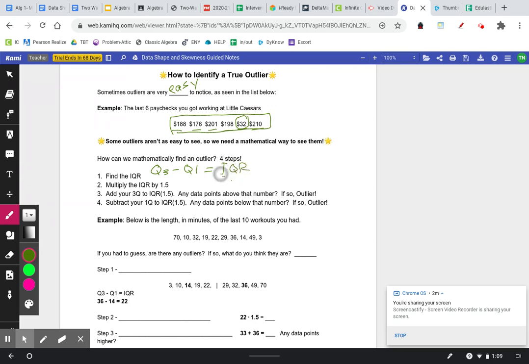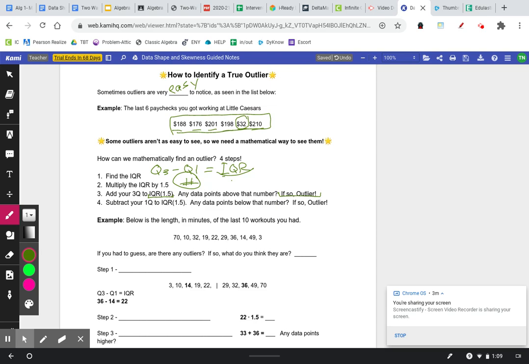Step number 2 says multiply the IQR by 1.5. So whatever you get for your IQR, you multiply it by 1.5 and you'll get some new number. With that number, on step 3, you're going to take your third quartile and add your IQR times 1.5 to it. That number you found in step 2, you add to quartile 3. Then you look at your data points and ask, are there any data points above that number? If there are, then you have an outlier. If you don't, then we don't have an outlier yet, and we would move on to step 4.